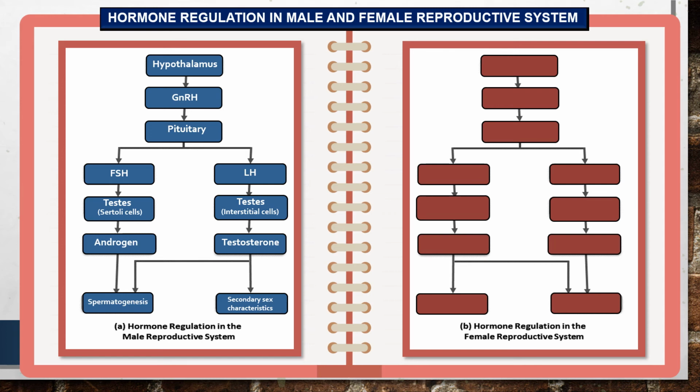Hormone regulation in the female reproductive system. Hypothalamus secretes GnRH to stimulate the pituitary gland to produce FSH and LH. FSH enters the ovaries to stimulate the development of follicles to secrete estrogen. Estrogen is responsible for the development of female secondary sex characteristics. LH enters the ovaries to stimulate the development of corpus luteum to secrete progesterone. Estrogen and progesterone assist endometrium development.